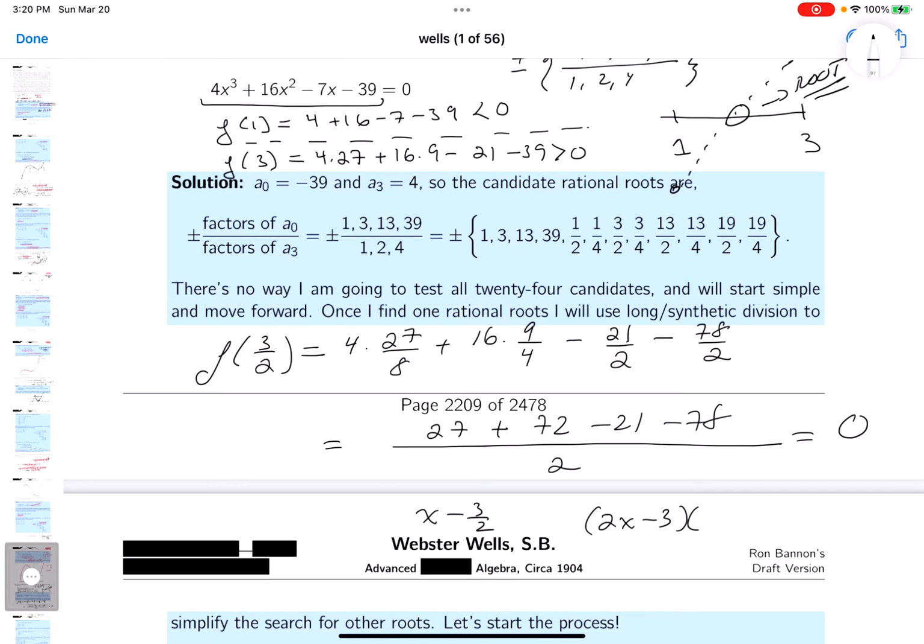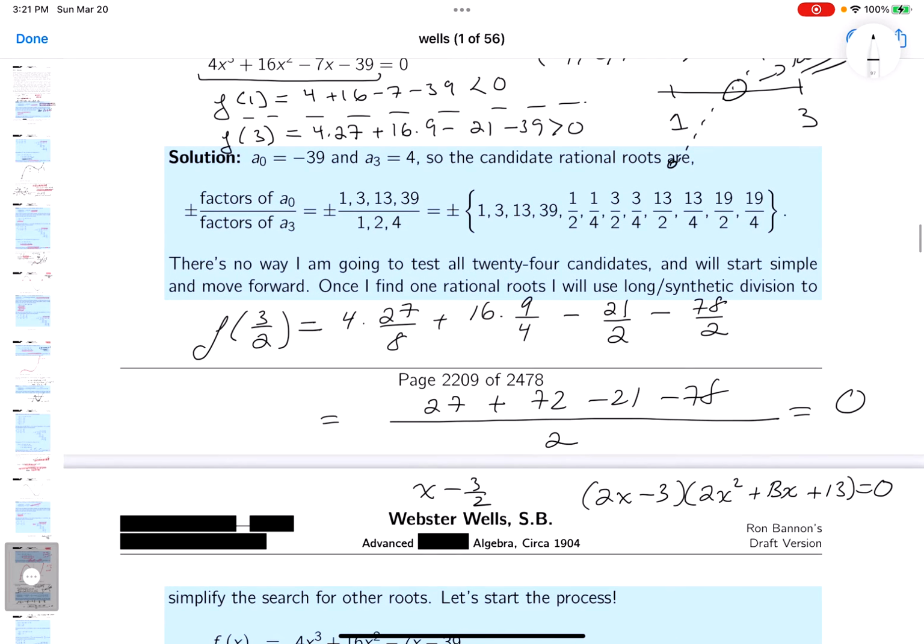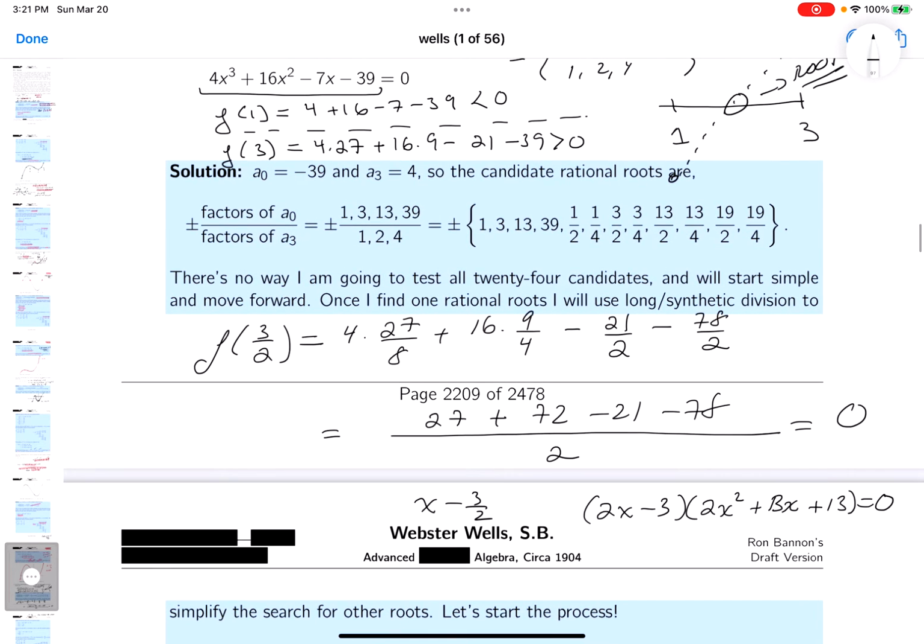Then I have a quadratic left over. And what's the quadratic going to be? It's going to be 2x squared plus bx, I don't know what that is, and then plus 13. That equals 0. All right, and I'm going to equate coefficients because for me it's easier than doing the division. So there's 16x squared, right? And where would that come from? Well, minus 6x squared. And then what else would you get? You would get 2bx squared.